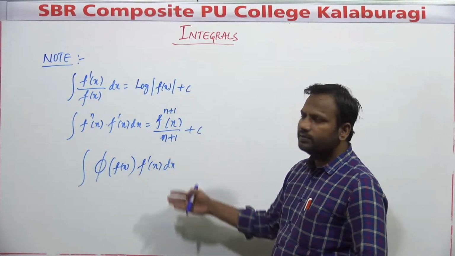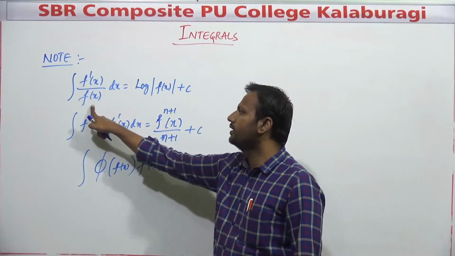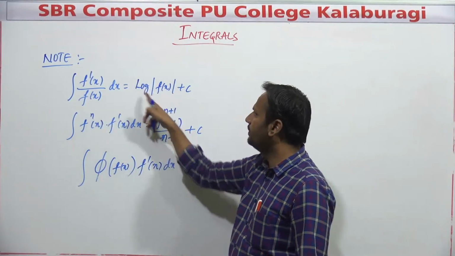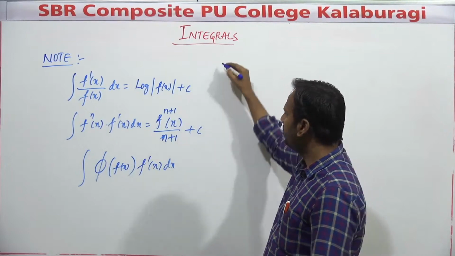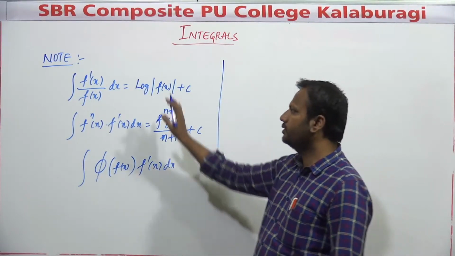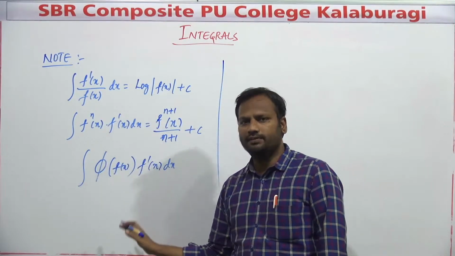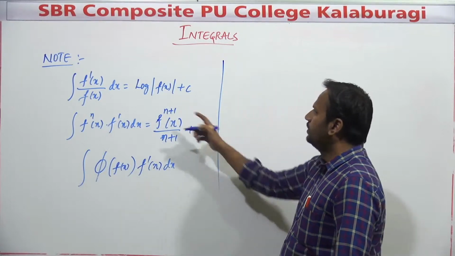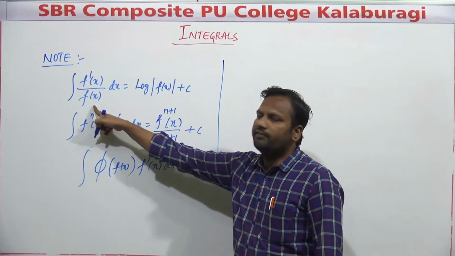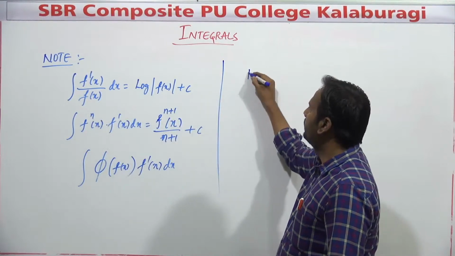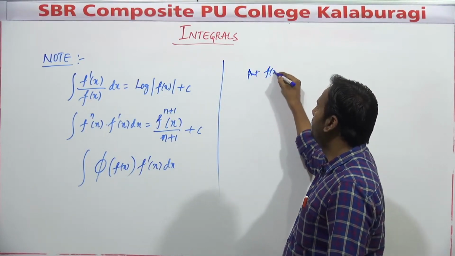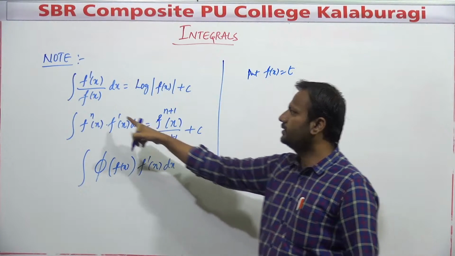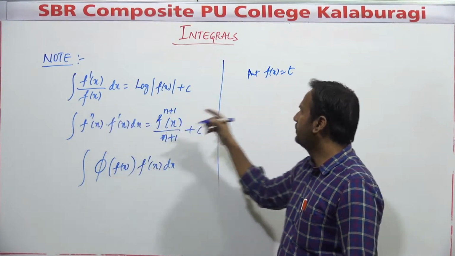So how do you obtain all these things? Just simply substitute f of x as t, and the answers will be in this format. Most of the problems will be obtained in this way itself. Got it now? Just see here. If I have substituted f of x as t here, and this one, what happens?